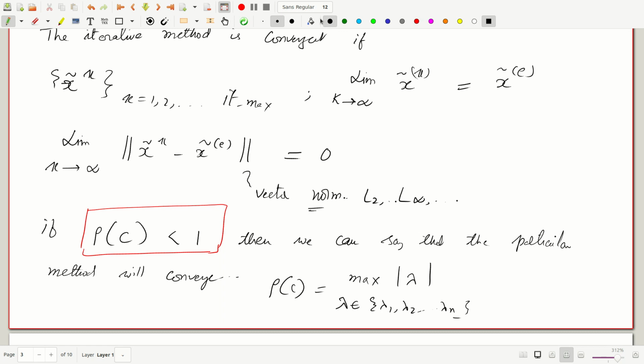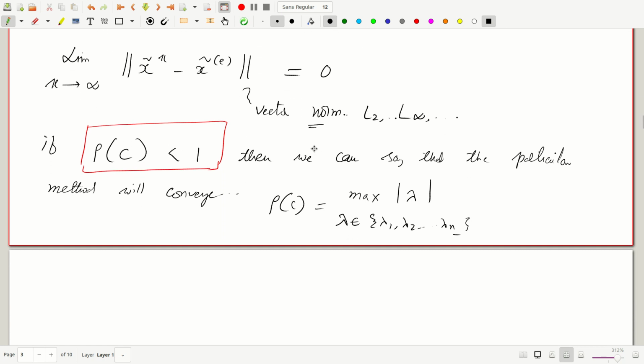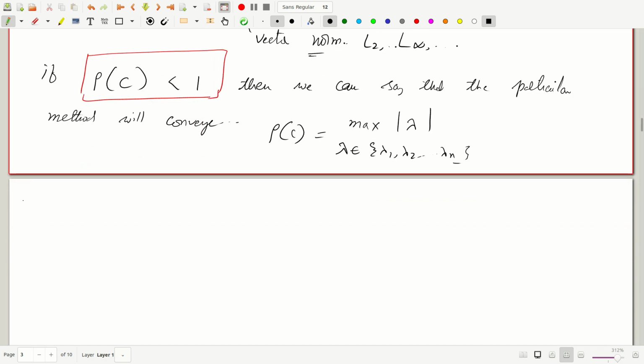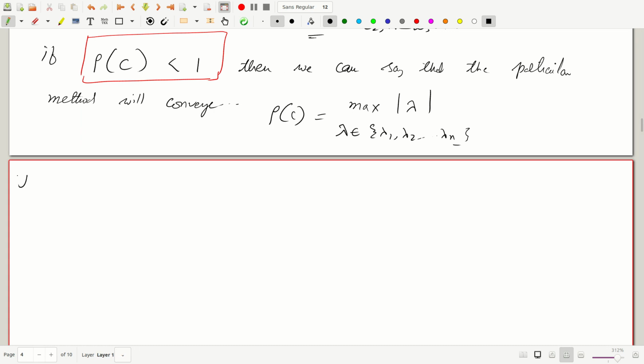All right. So now that is kind of the basic philosophy of how iterative methods work. Now let us look at a particular method that is known as the Jacobi method. Okay, so this is the Jacobi iterative method.